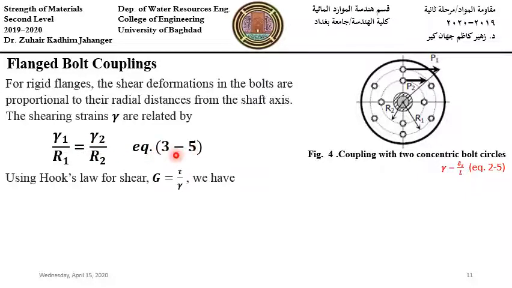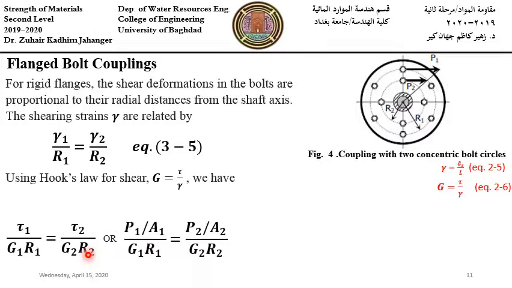Sorry, not equation, this is equation A. So using Hooke's law for shear, G equals tau over gamma. So gamma equals tau over G. So tau 1 over G1 R1 equals tau 2 over G2 R2.